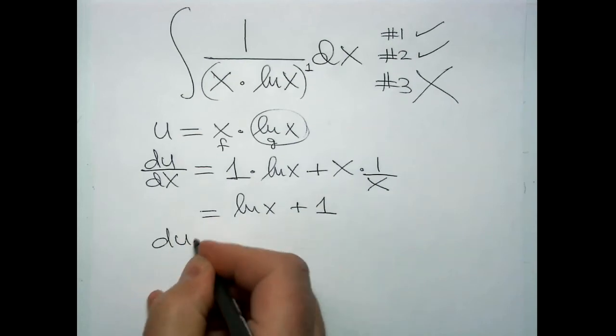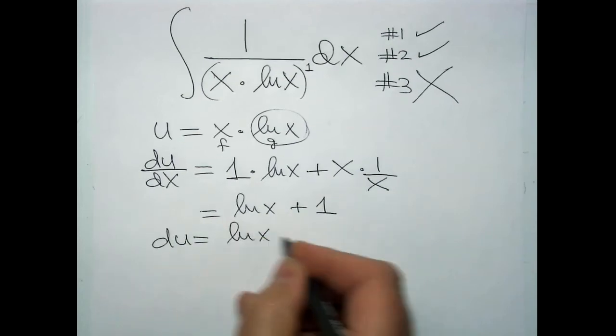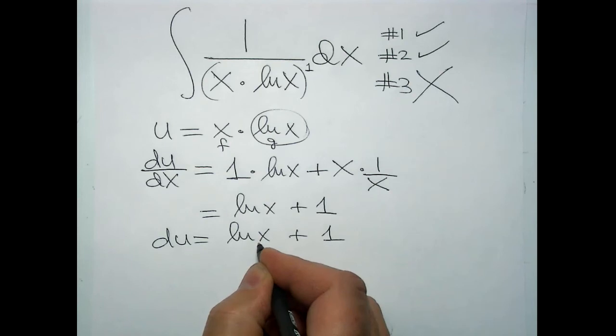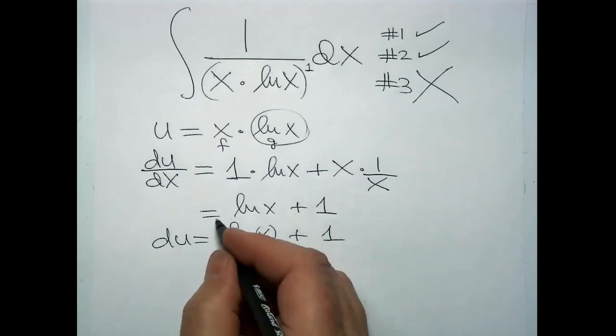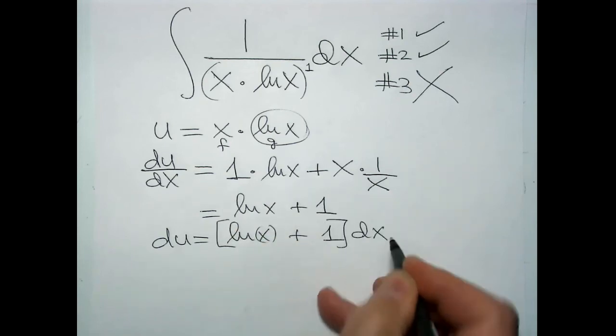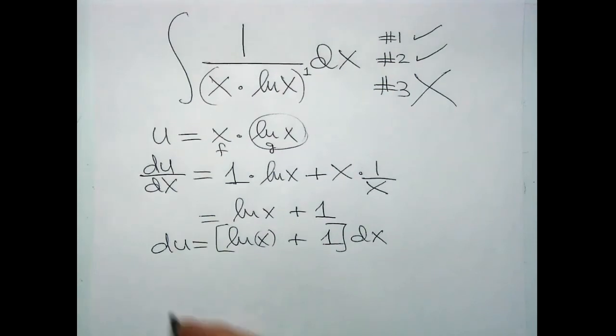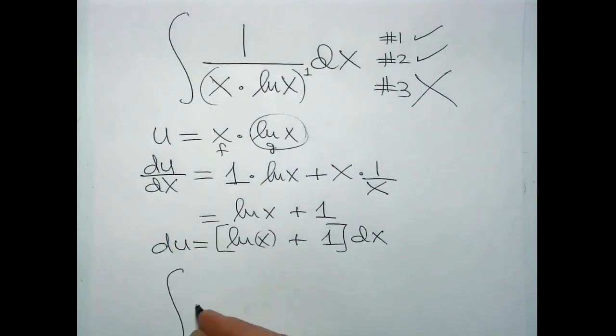So du equals the natural log of x plus 1. The 1 is not inside the natural log. Maybe we could show it that way. And then here's our dx right here. Okay, let's try our substitution. Try it. Don't force it to work.